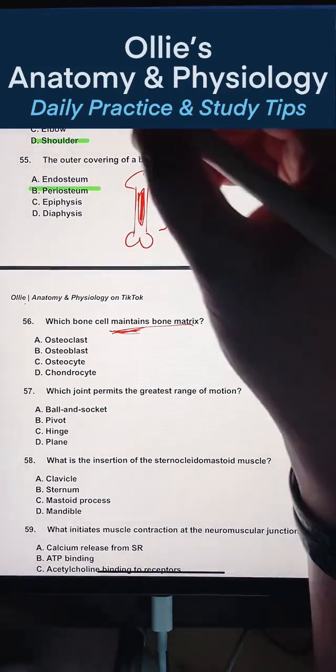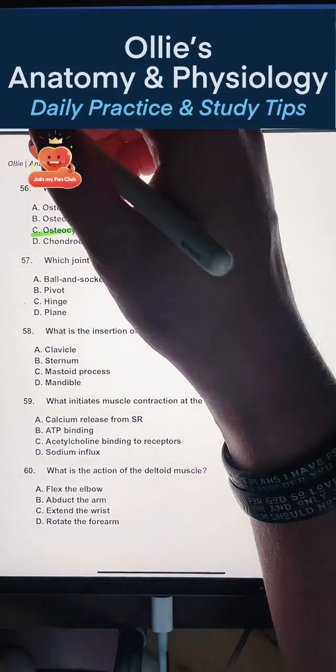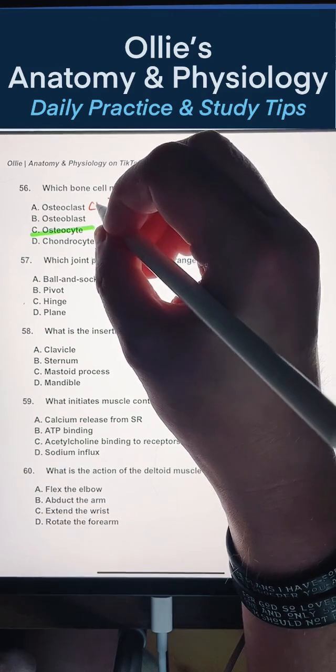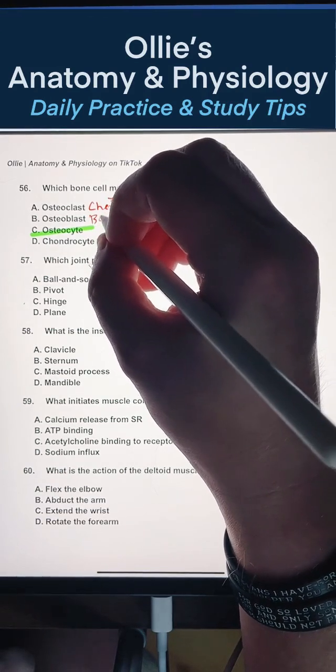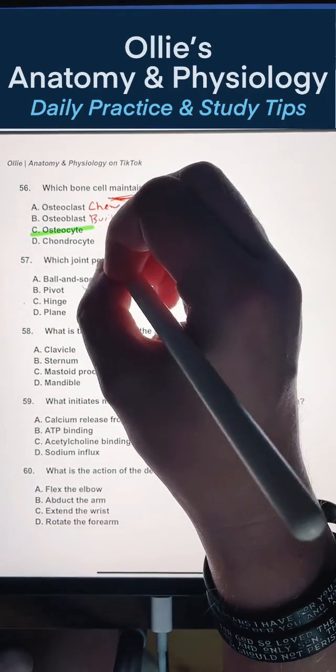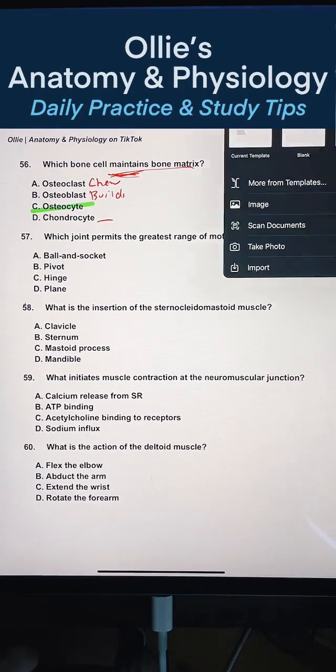The answer to maintaining the bone matrix is C. It is an osteocyte. Osteocytes maintain the bone matrix. Osteoclasts break down bone, C for chew. Osteoblast builds up bone. It forms new bone. Osteocyte maintains it. Chondrocyte is a cartilage cell. Number 57 here.